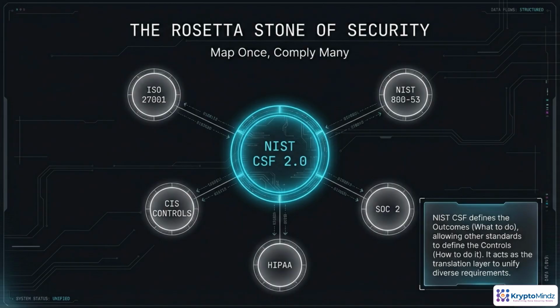Think of NIST CSF 2.0 as a Rosetta Stone for security and compliance. It doesn't replace ISO 27001, NIST 800-53, CIS Controls, SOC 2, or HIPAA. Instead, it defines the outcomes you want, what good security looks like. Those other frameworks then provide the specific controls and evidence for how you achieve those outcomes. By mapping everything back to the CSF, you can map once, comply many, and avoid duplicating effort across standards.